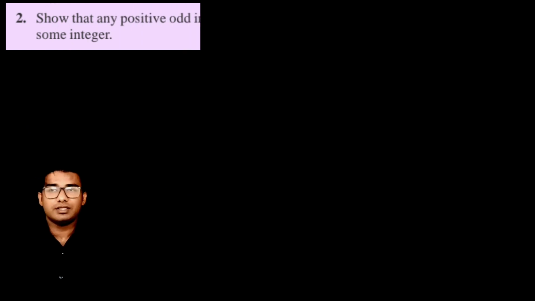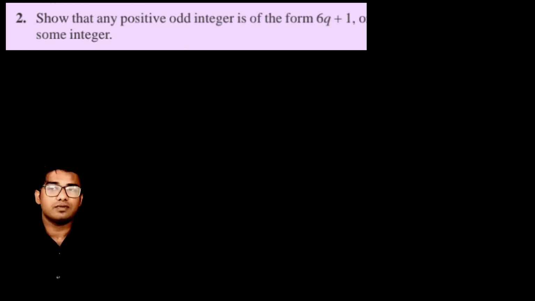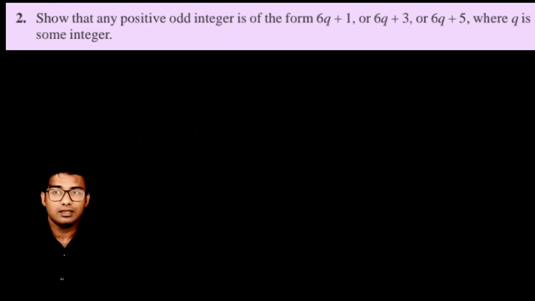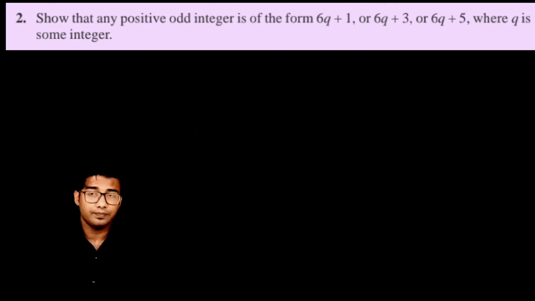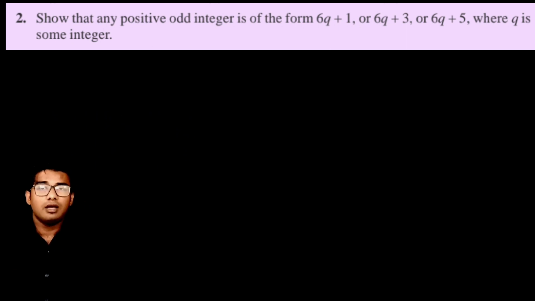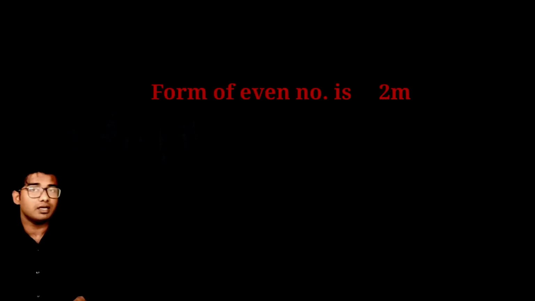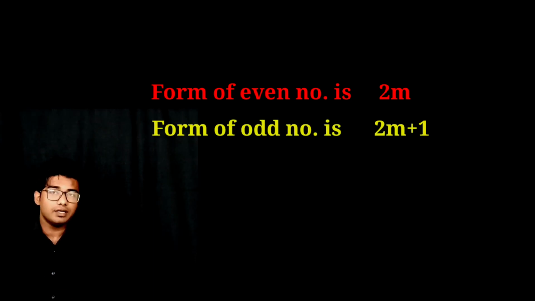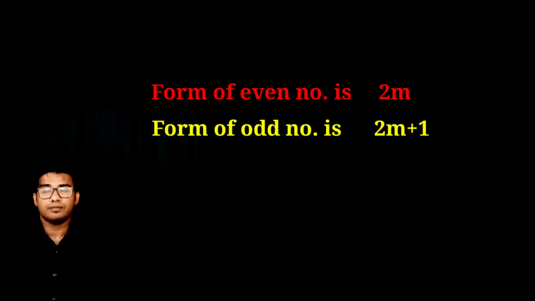So next question, question number 2. Show that any positive odd integer is of the form 6q plus 1 or 6q plus 3 or 6q plus 5 where q is some integer. Before solving this question we should understand what is the form of an even number. The form of an even number is 2m, and the form of an odd number is 2m plus 1.